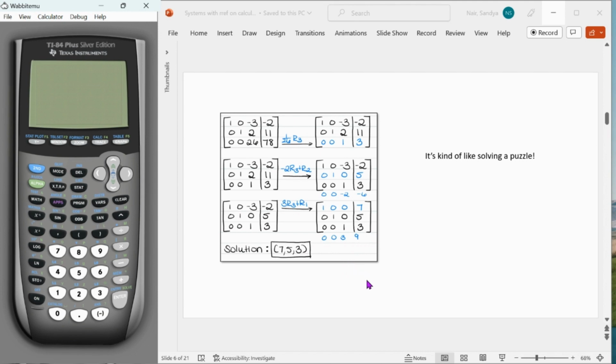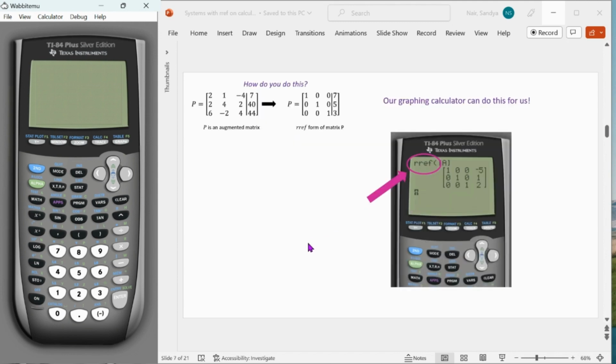It does take a little bit of work and a little bit of practice to get used to. But like I said, you know everything you need to know to be able to do this. It's just a lengthier process, and it's kind of like solving a puzzle. If you're curious and want to know how that works, that's there for you. But in this class, we're just going to use our graphing calculator to do this. We have this rref function on our graphing calculator, and that's going to give us the reduced row echelon form. All we need to do is enter our augmented matrix and then tell the calculator to perform this function, and it will fully solve this system for us.